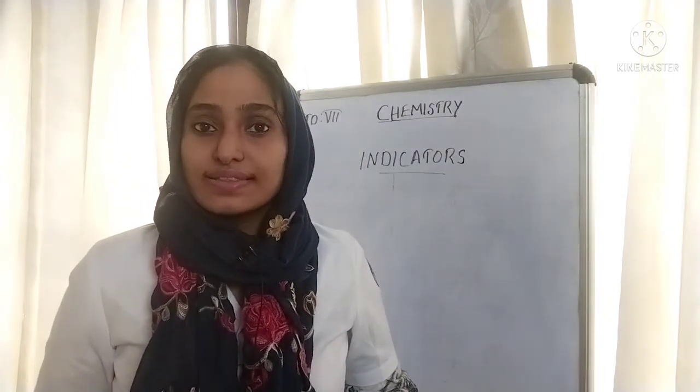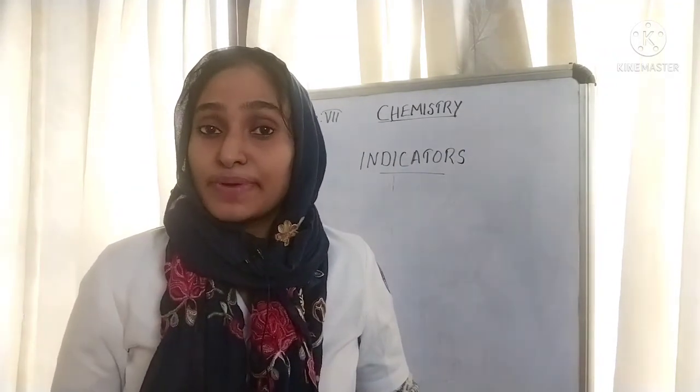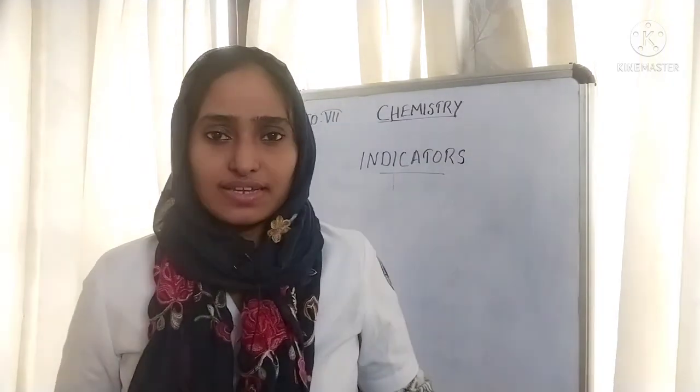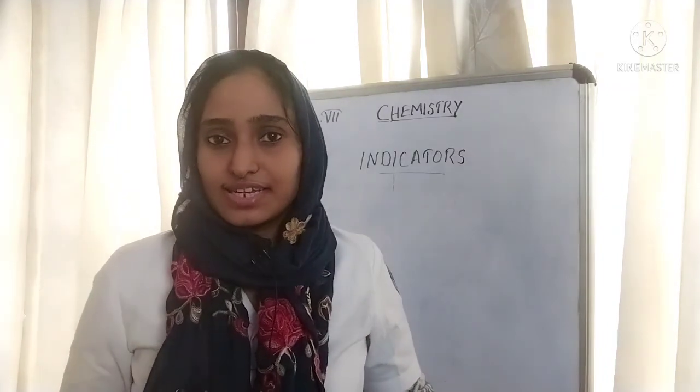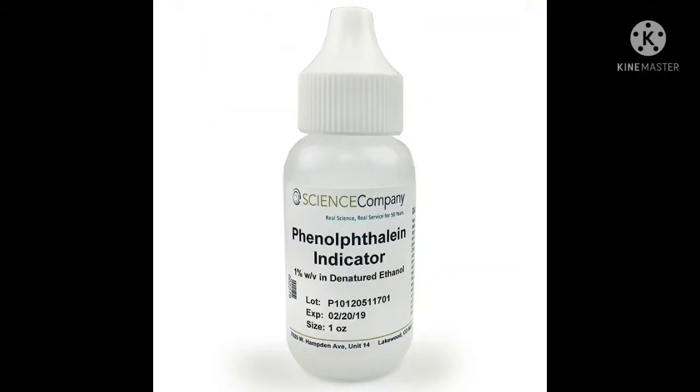Moving on to synthetic indicators. Synthetic indicators are those that are prepared in the laboratory. There are a lot of synthetic indicators available. We have to learn one such synthetic indicator. Its name is phenolphthalein. Phenolphthalein is a colorless liquid which is used as an indicator to test whether the substance is acidic or basic. Now let us do an activity with phenolphthalein as an indicator.